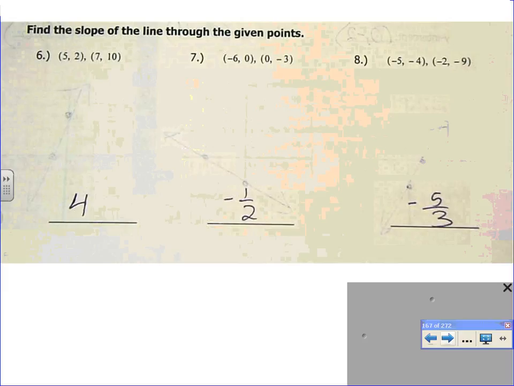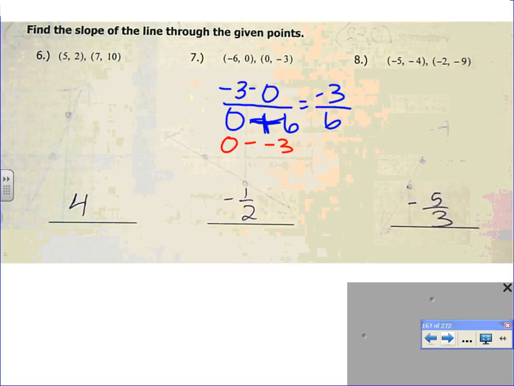Okay. How do you get the negative for 7? I have -3 minus 0 over 0 minus -6. So I have a -3 on the top. This changes to a plus, -3/6. I subtracted -6. Okay, so if you do that the other way, 0 minus -3 over -6 minus 0, that turns into a plus, so it's +3 over -6. Any other questions on that front page?